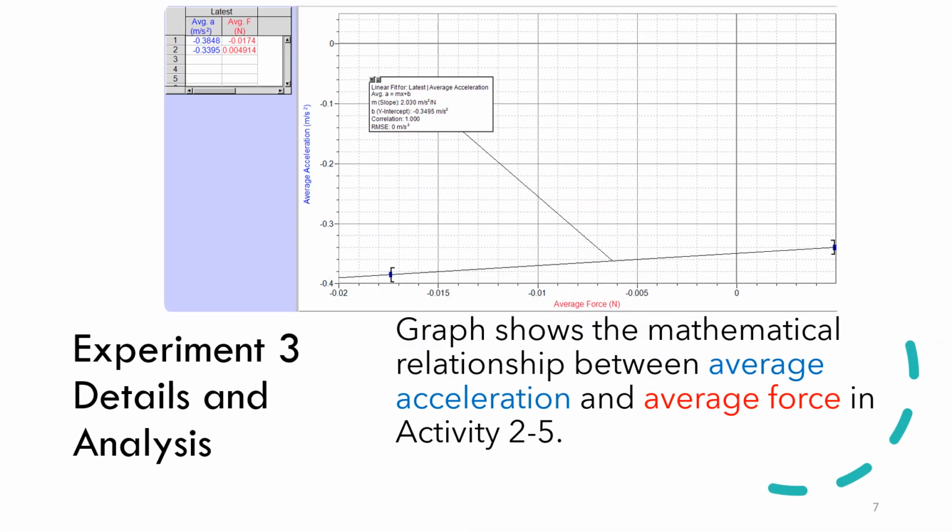So this graph is from Activity 2.5. We were looking for the mathematical relationship between the average acceleration and the average force. And when we graphed it out, you can see that we have a nice straight line on our graph, which just gives us more evidence that the average force and the average acceleration are proportionally related.